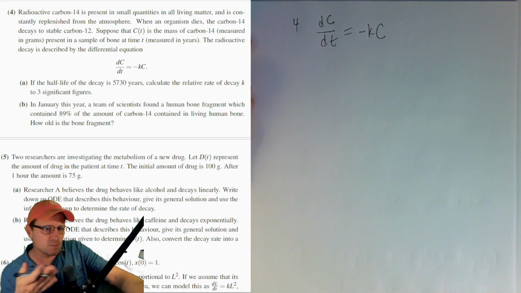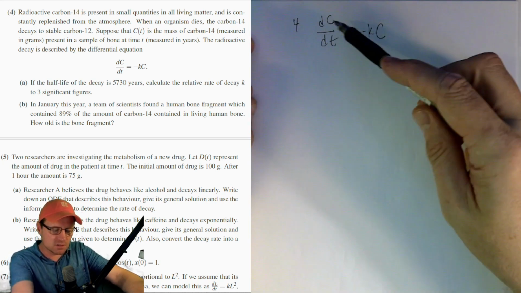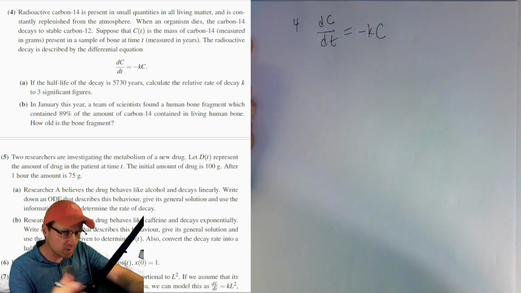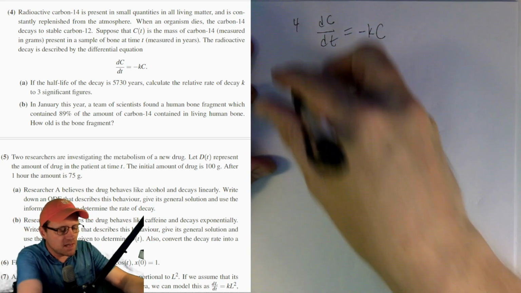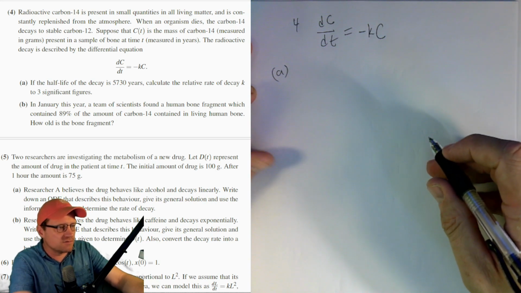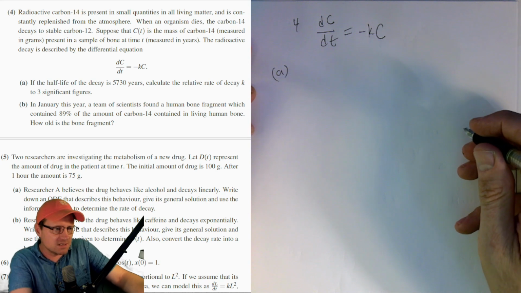The radioactive decay is described by the differential equation dC/dt is minus k times C. So that's minus a constant times C. It is a little bit unfortunate that we have chosen an uppercase C to be that dependent variable, but let's live with it. Okay, so if the half-life of the decay is 5,730 years, calculate the relative rate of decay k to 3 significant figures.